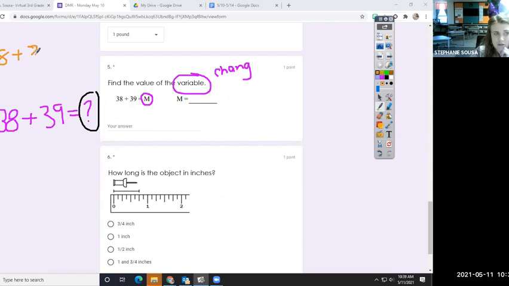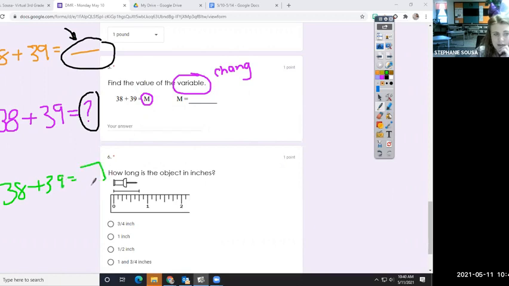38 plus 39 equals blank. You guys know that the answer isn't blank. You know there's supposed to be a number there. So that's a variable. Another way you guys use variables all the time: 38 plus 39 equals box. Like on Prodigy. You guys know that this isn't box, that it's not square. There's supposed to be a number in there, okay?